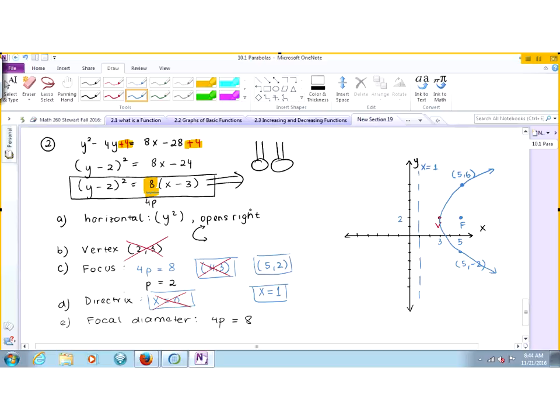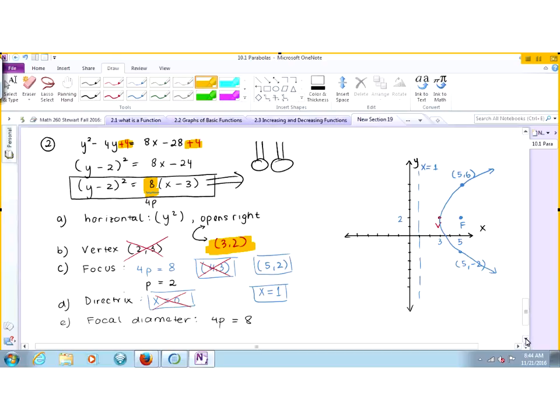Good. So remember, the vertex is 3,2. This is something you have to be careful on. And I have to be careful also, not just you. Okay. Good. Last one.